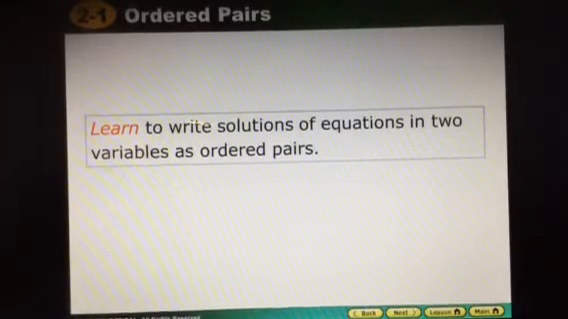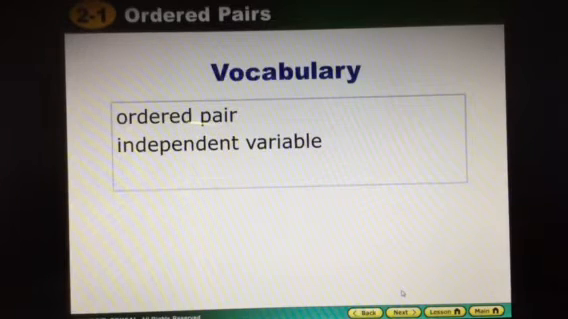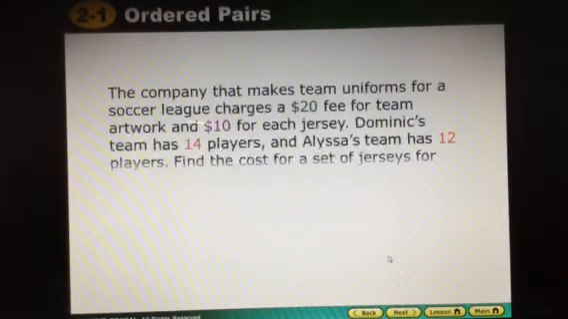To start out our unit on graphing, we're going to start in your book in section 2.1 on ordered pairs. And in this section, we're going to learn to write solutions of equations in two variables as ordered pairs. Our vocabulary will be ordered pair, independent variable, and dependent variable.